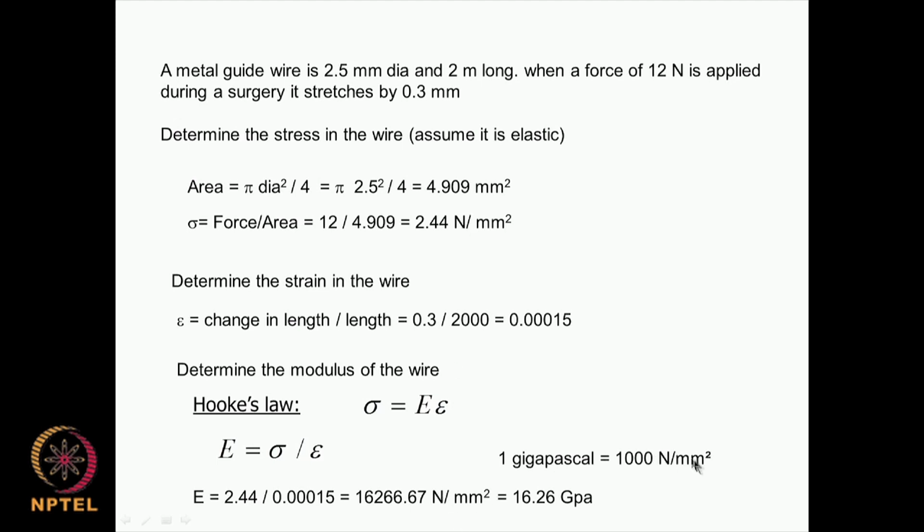Now, 1000 Newton per millimeter square is 1 gigapascal. Megapascal means 10 power 6 pascal, gigapascal means 10 power 9 pascals. So, you need to remember all these. So, 1 gigapascal is 1000. So, if I divide by 1000, I will get 16.26 gigapascals. So, the modulus is 16.26. So, you need to remember this conversion factor also. 1 gigapascal is equal to 1000 Newton per millimeter square. And 1 megapascal is equal to 1 Newton per millimeter square.